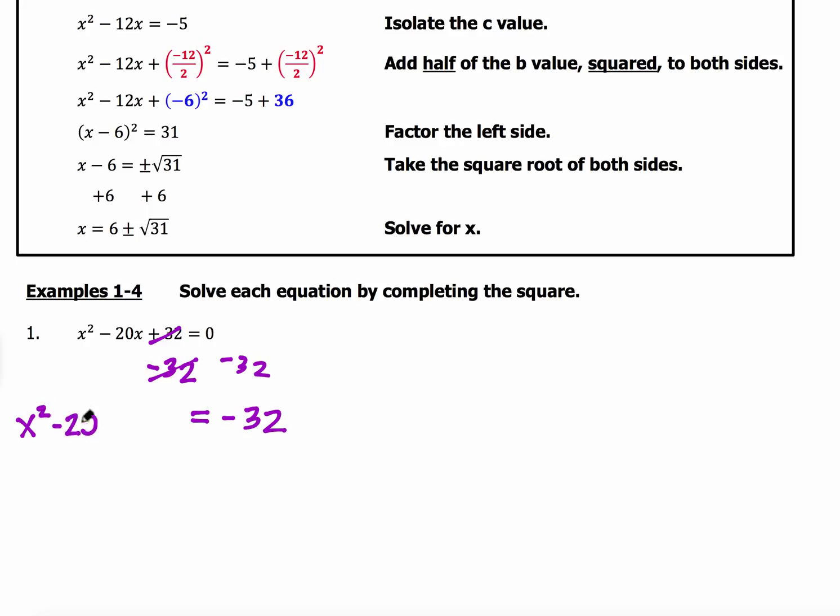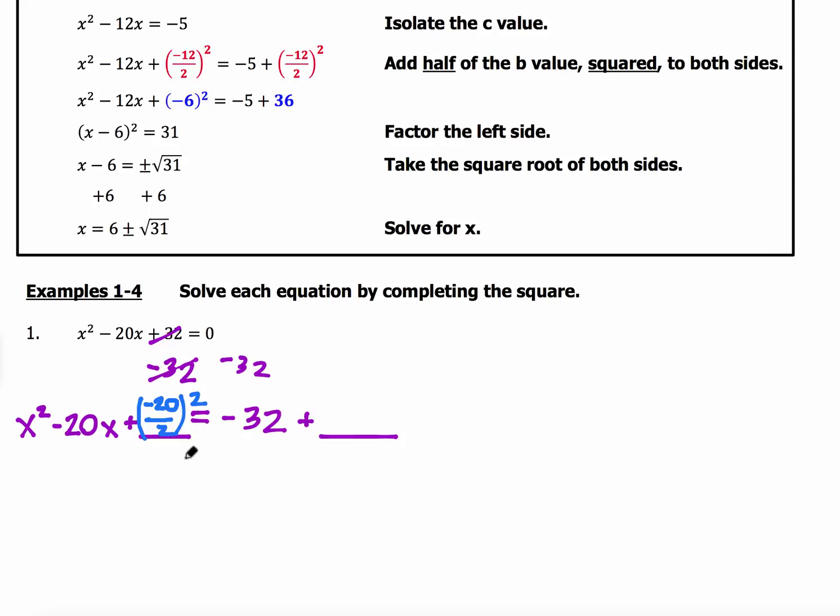Then I'm going to leave a little bit of space, put in a plus, and leave a blank here. I'm going to do the same thing on the right side, put in a plus and leave a blank there. In that blank, I'm going to take my b value, which is a negative 20, and take half of that. So I'm going to divide it by 2, negative 20 divided by 2, and then I'm going to square that number.